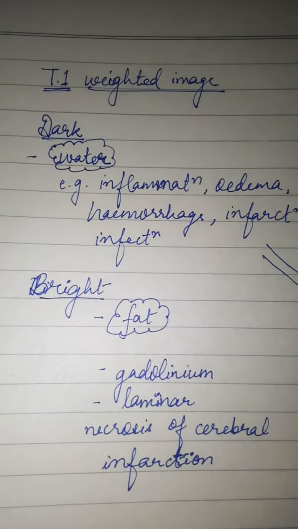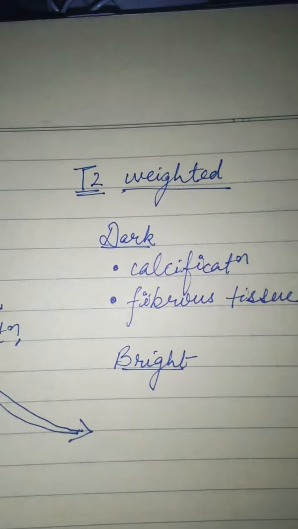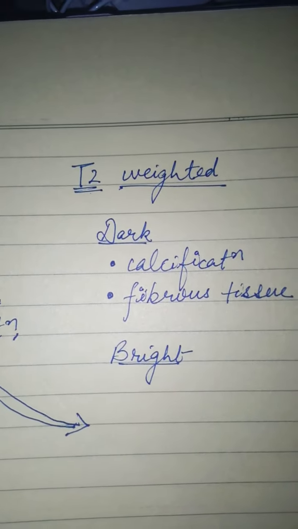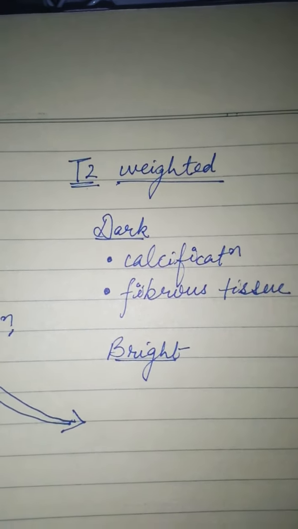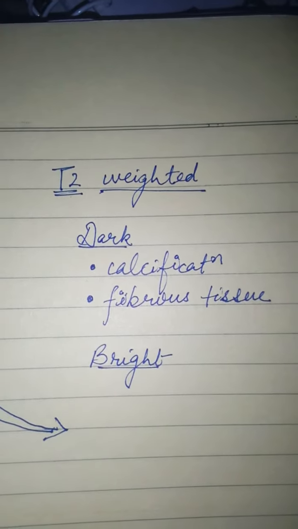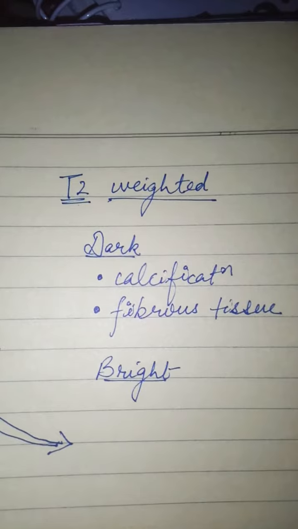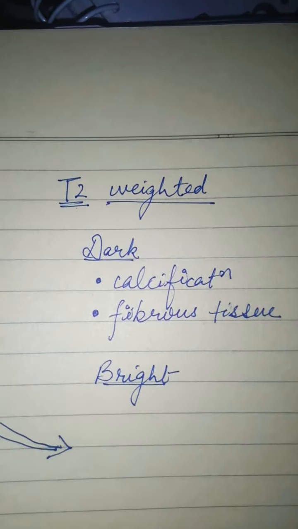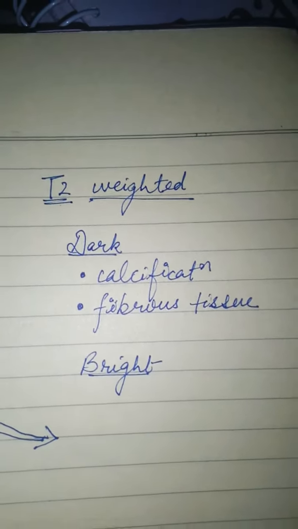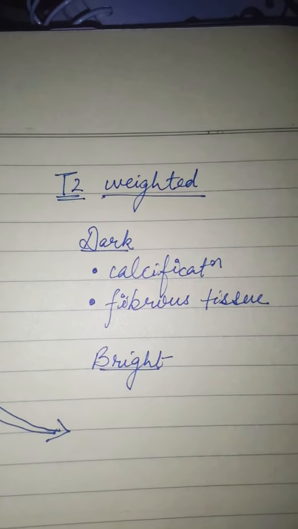Right. To the contrary, T2 weighted image. In case of a T2 weighted image, the darker tissues will be those with calcification or fibrous ones. So any kind of fibrous tissue will appear darker.